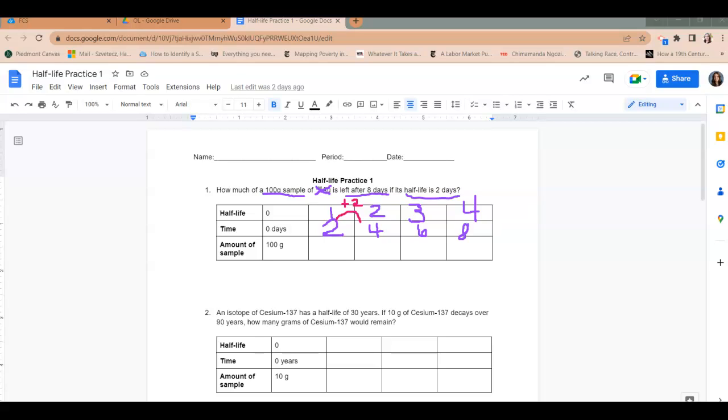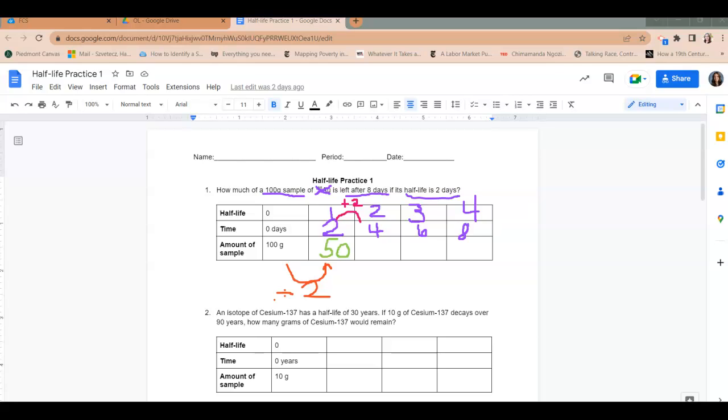And how I do this part, I'm going to do in a different color. I divide by 2. The amount is always going to be divided by 2. So I'm going to take 100 grams and divide by 2. So I take 100 divided by 2. Feel free to put that in your calculator and try that. And I'm going to get 50. I'm going to have 50 grams. But again, I've got to get it to 8 days. So after 2 days, 50 grams is left. Then I divide by 2 again.